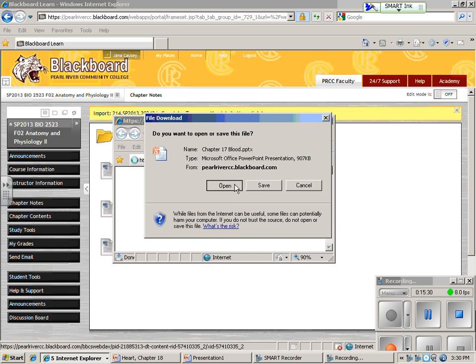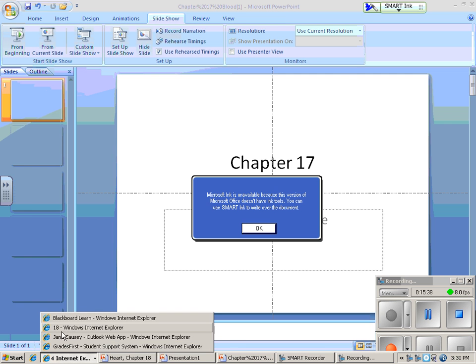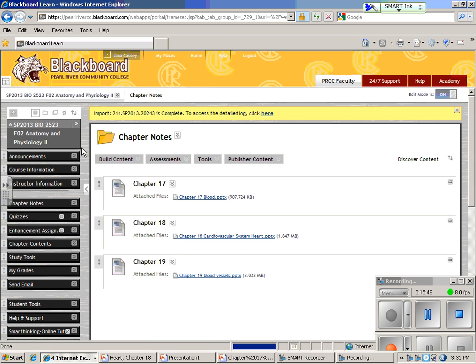Now, additionally, you'll see a tab over here, and you can't see it right now, but there's going to be a tab, let me get it back up, and it says enhancement assignments, and it says quizzes. Here's what it looks like. I just haven't made it available to you yet. So you see that? Quizzes and enhancement assignments. So you'll have a chapter notes tab, an enhancement assignment tab, and a quiz tab. And for every single chapter we do, there will be an enhancement assignment and a quiz. Okay?